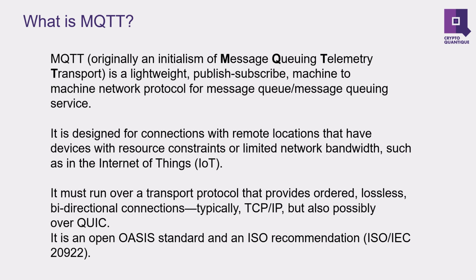Typically you'll find these in the Internet of Things, where the connection is in a device that has constraints on its resources and maybe the network bandwidth is limited. Typically it must run over a transport protocol that provides ordered, lossless, bidirectional connections. So this is ideally TCP/IP, but also possibly over QUIC.